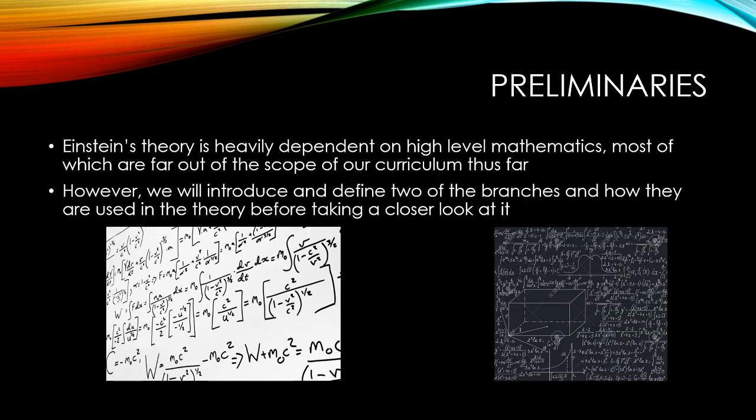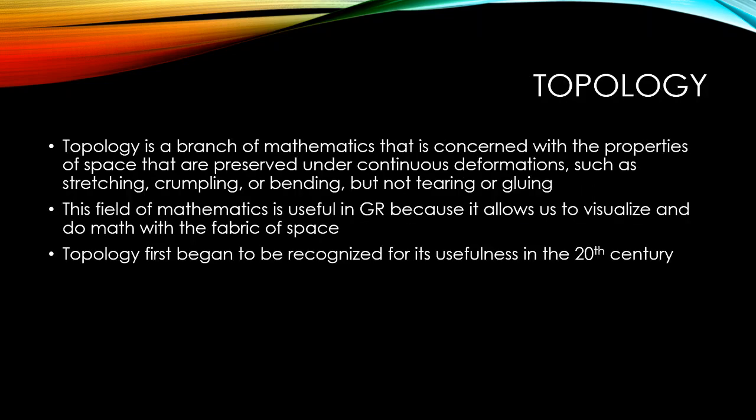So first off, Einstein's theory is heavily dependent on high-level mathematics, most of which are far out of the scope of our curriculum thus far, but we will introduce and define two of the branches and how they are used in the theory. So topology is the first one and is a branch of mathematics that is concerned with the properties of space that are preserved under continuous deformations such as stretching, crumpling, or bending, but not tearing or gluing.